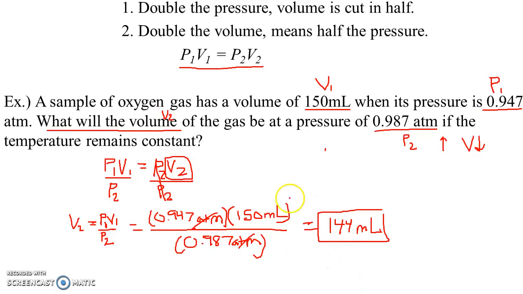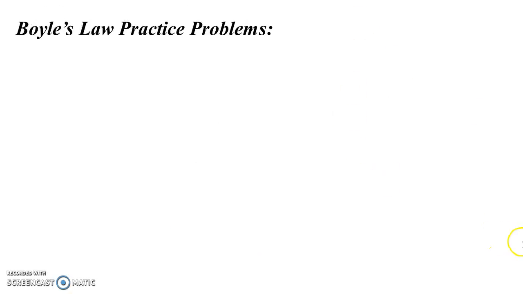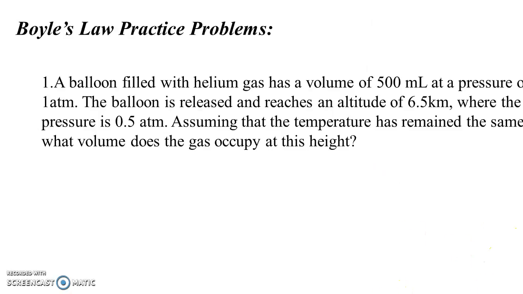For V2. Now, does that make sense? We said our pressure is increasing, so our volume had to decrease. So it should have been less than 150, and sure enough, it was. Okay, so you're going to be getting good at rearranging these equations and solving them. All right, so let's keep going. We have a few more practice problems, and let's see here.